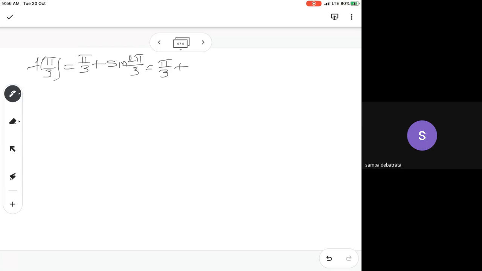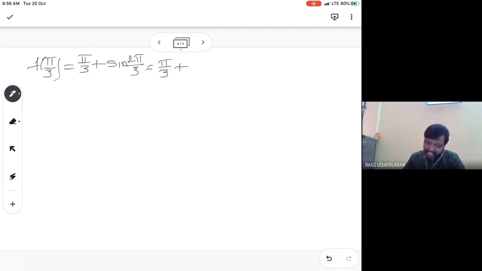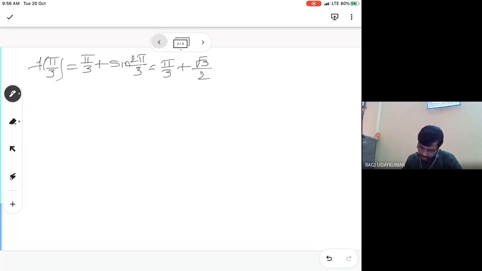Root 3 by 2. Yes, root 3 by 2. Why? Because sine 2 pi by 3 can be written as pi minus pi by 3, isn't it? Sine of pi minus pi by 3 is nothing but sine pi by 3. We can write 2 pi by 3 as pi minus pi by 3. So that is already shown here.